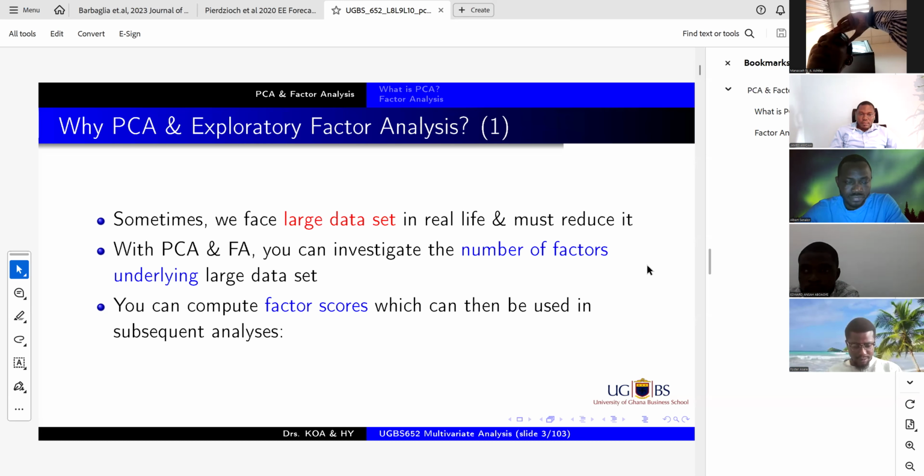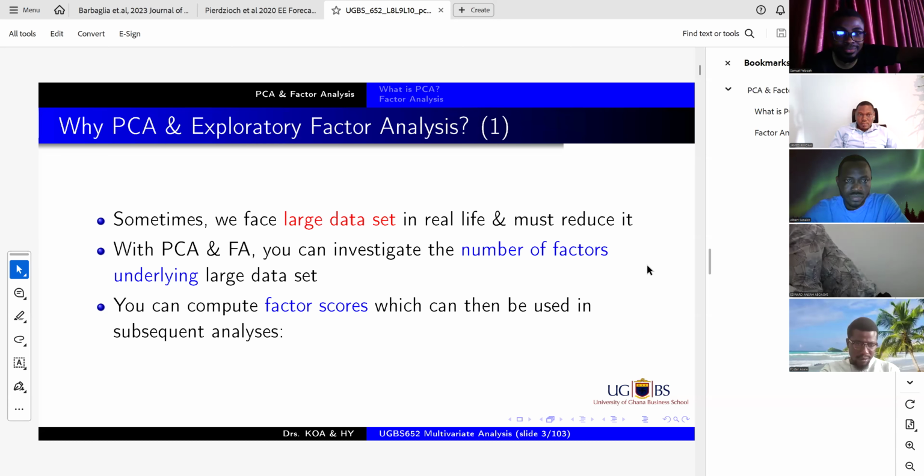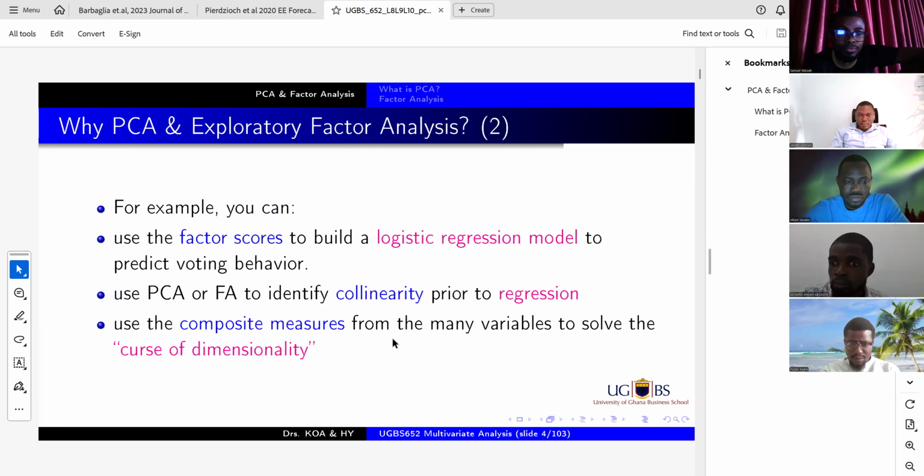And sometimes, life is multidimensional. For example, as you are walking, you see people multidimensionally. But when you are drawing, you draw it on a Cartesian plane, an XY graph. But life is not an XY graph. Life is 3D, 5D, 16D. That's how life is. So you need to be able to break things down, investigate the number of factors underlying a large data set, bring it down, and compute factor scores to know which one is influencing the work.